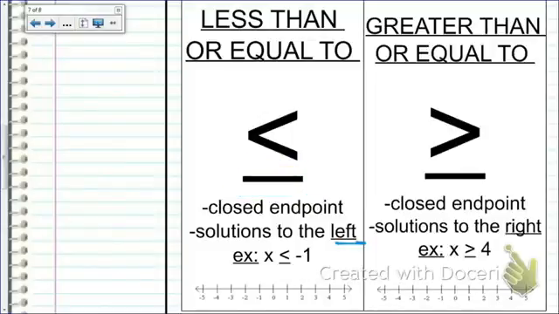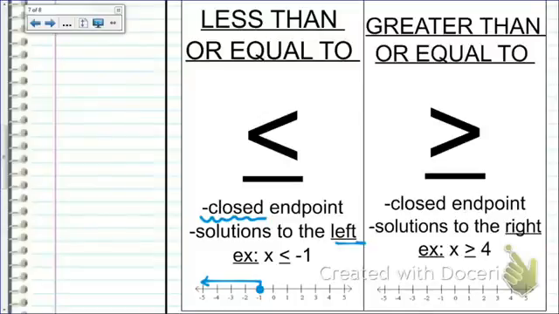Now, when it says less than or equal to, can I be equal to the number that I am indicating? Yes. So we use a closed endpoint. The closed endpoint means that this number is actually part of the solution. Because it's less than, all the solutions go to the left. So on the number line, for the example, x less than or equal to -1, I put a closed endpoint at -1. And all the numbers that are less than -1 are going to the left. So I draw an arrow to the left.